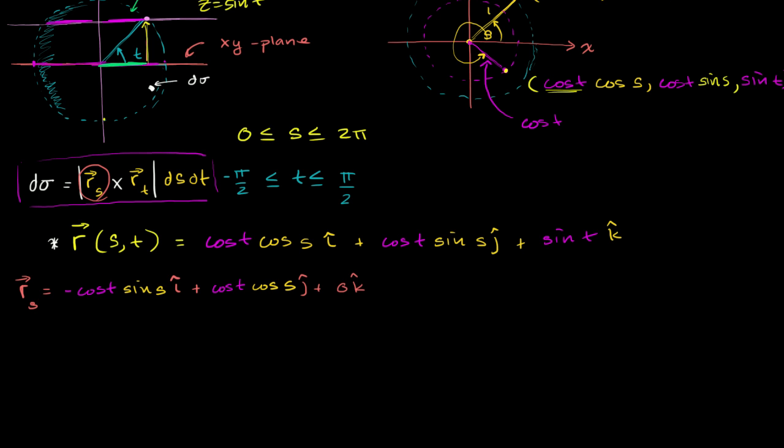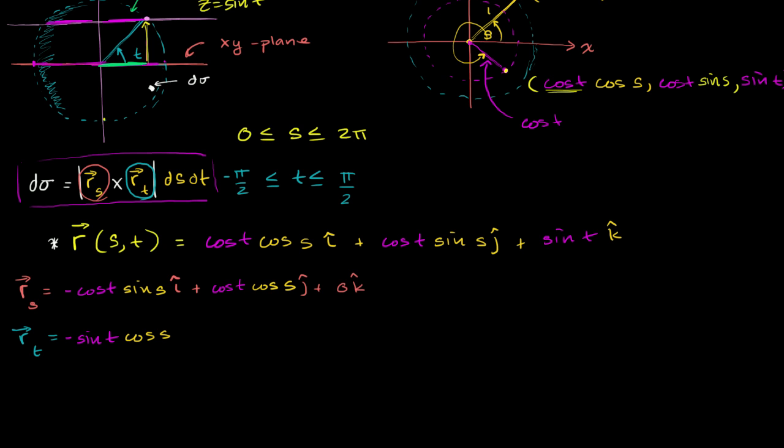Now let's take the partial with respect to t. The derivative of this with respect to t: cosine of s is a constant, and the derivative of cosine of t with respect to t is negative sine of t. So this is going to be negative sine of t cosine of s i.